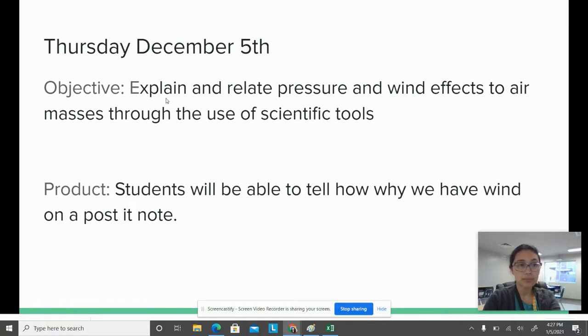Okay, so today's objective is to explain and relate pressure and wind effects to air masses through the use of scientific tools. So your product will be, you're going to be able to tell me why we have wind in your exit ticket on your notebook, not a post-it note because you guys aren't here. You're gonna be able to tell me why we have wind.